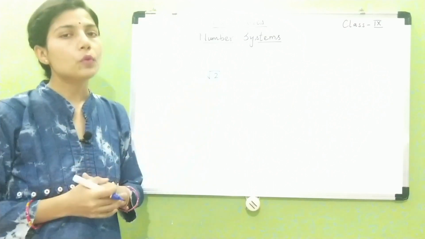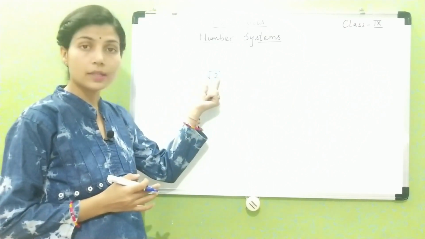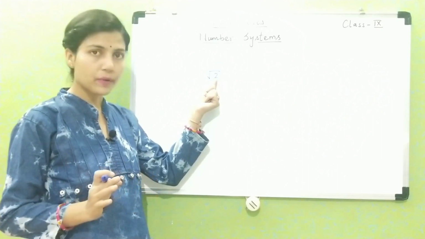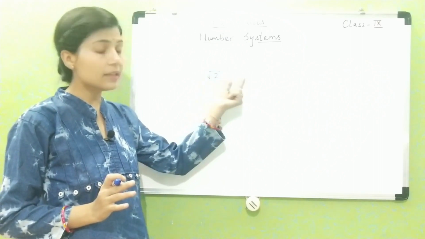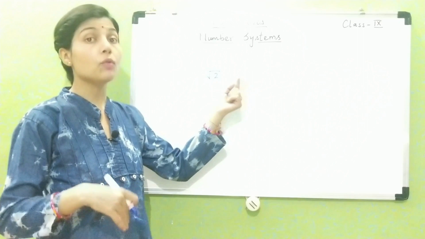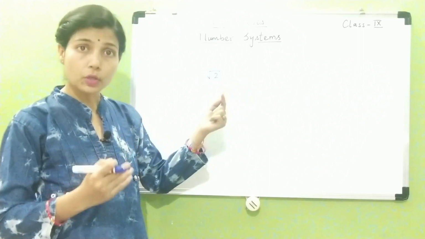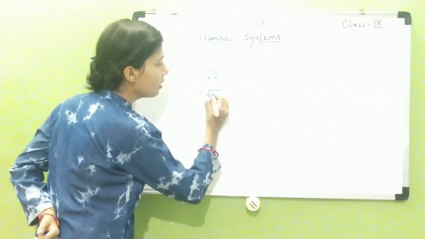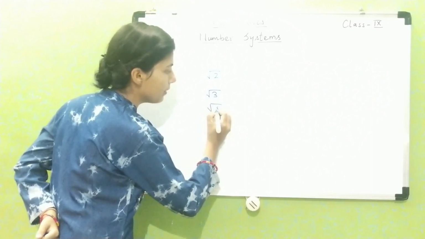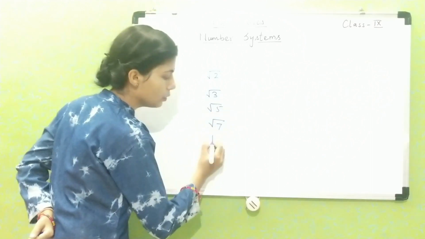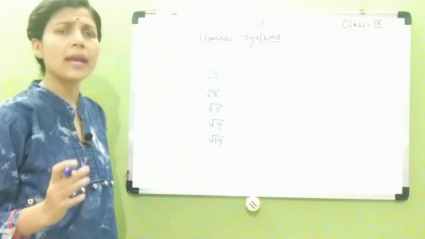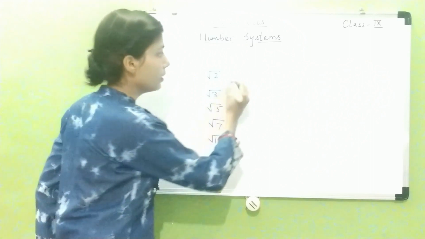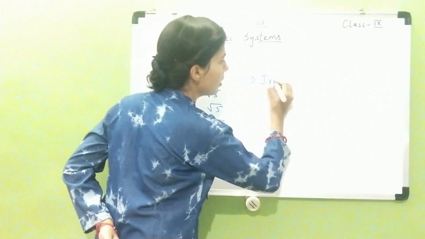So the collection of those numbers which can't be written in the form of p upon q. See here, 2 is not a perfect square number, so you can't write its root as a natural number, and you also cannot write it in p upon q form. That is why we are considering these numbers separately. Other examples are under root 3, under root 5, under root 7, under root 19. There are many more examples of this type of number, which will be considered irrational numbers.